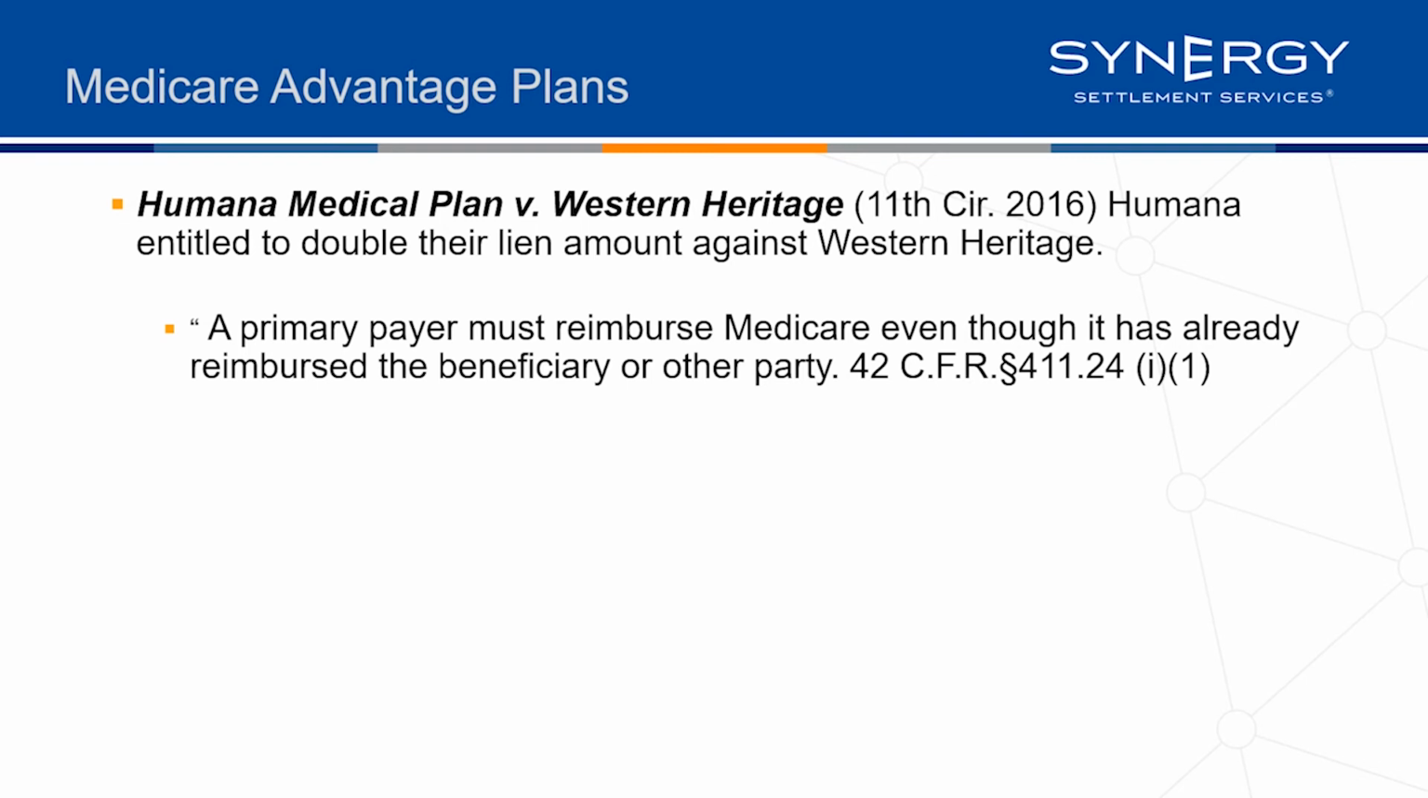The case also addresses a situation where Western Heritage had actually reimbursed the beneficiary for the payments that Humana was seeking, and it was on the beneficiary's shoulders to actually reimburse Humana. So the Humana Medical Plan versus Western Heritage case indicated that a primary payer has to reimburse Medicare even though they've already reimbursed the Medicare beneficiary or other party. And that specific provision is outlined in 42 CFR section 411.24.